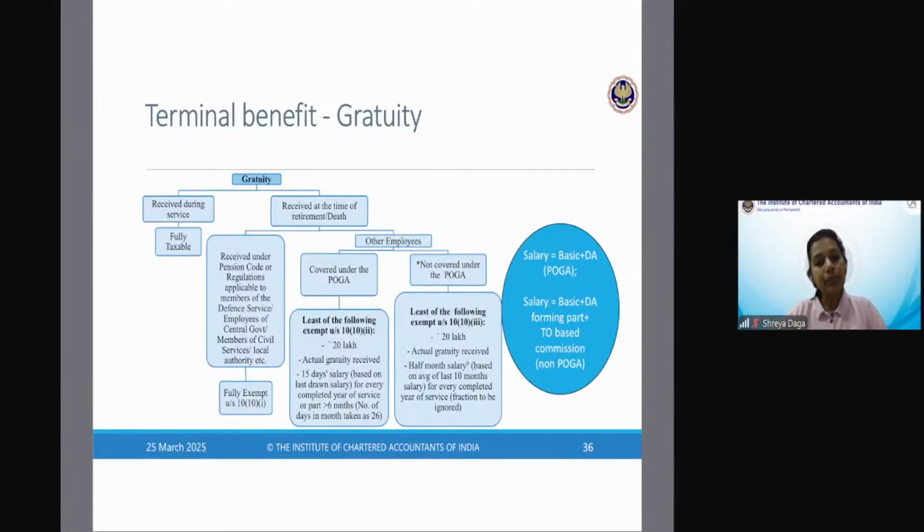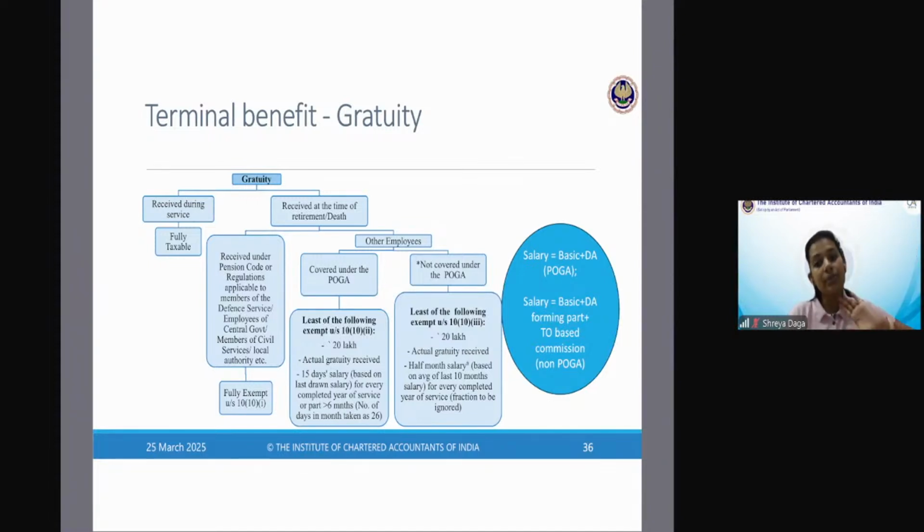If it is for other employees, then you check whether the employee is covered under the Payment of Gratuity Act or not. Accordingly, you calculate the exemption limit. The meaning of salary was different for different purposes. We did that if the person is falling under the Payment of Gratuity Act, then they have perhaps tried to align the definition with that act.